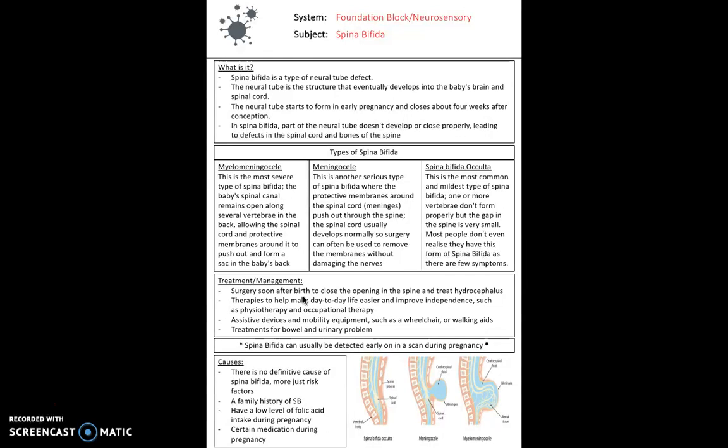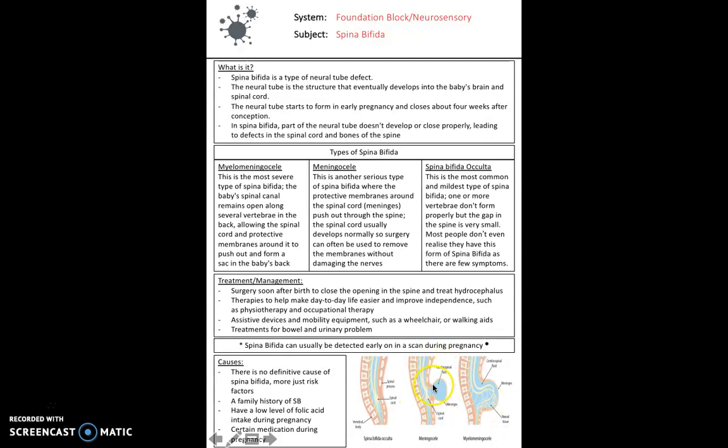Some of these are really severe. Myelomeningocele is the most severe type of Spina Bifida, and this is where the spinal canal remains open along several vertebrae in the back, which allows the spinal cord and protective membranes around it to push out and form a sac in the baby's back. This can be seen down here at the bottom, and this is the most severe form.